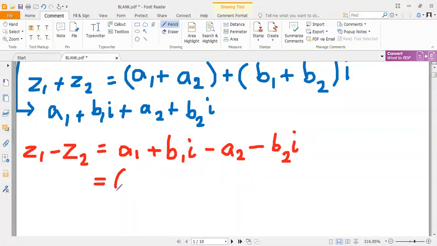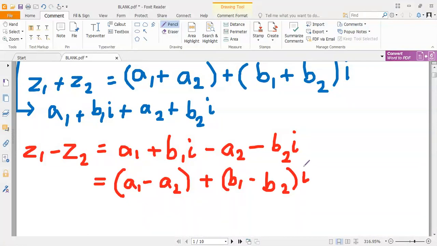Then I'll put the real parts together as I did in the previous case. So I'll be writing a1 minus a2. This would be the real part of my new complex number. And then I'll be adding a plus, and then I'll be taking i common from the two imaginary parts. So I'll write b1 minus b2 times i. Here again, if you want, you can skip this step.